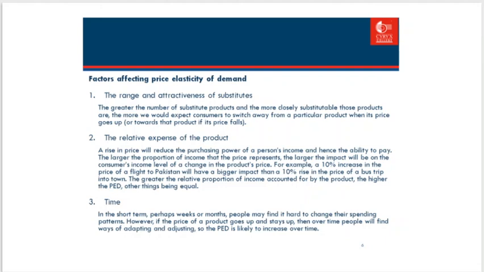Second, the relative expense of the product. A rise in price will reduce the purchasing power of a person's income and hence the ability to pay. The larger the proportion of income that the price represents, the larger the impact will be on the consumer's income level of a change in the product's price. For example, a 10% increase in the price of a flight to Pakistan will have a bigger impact than a 10% rise in the price of a bus trip into town. The greater the relative proportion of income accounted for by the product, the higher the PED, other things being equal.